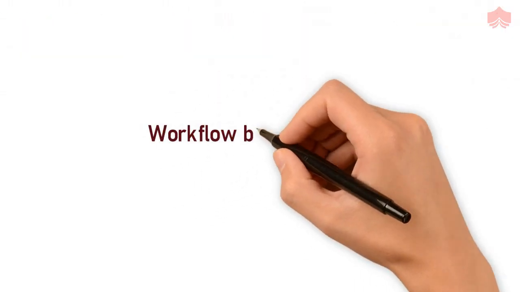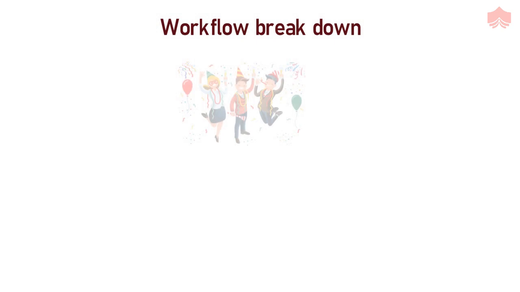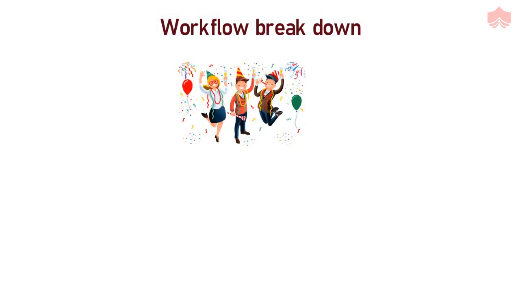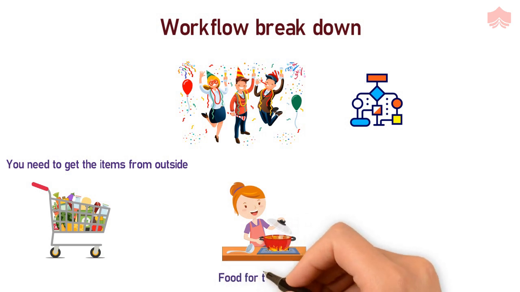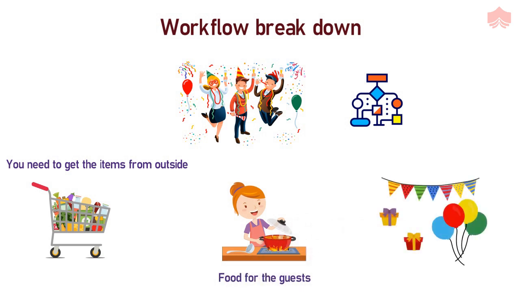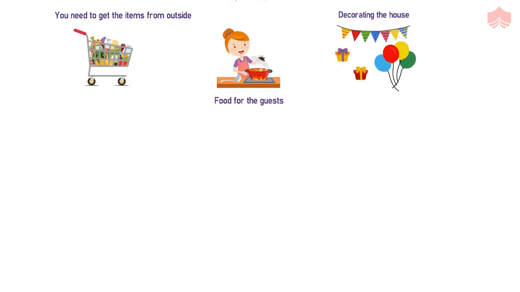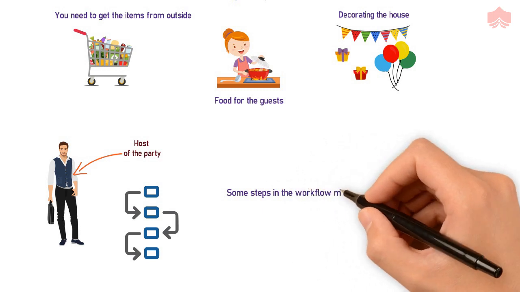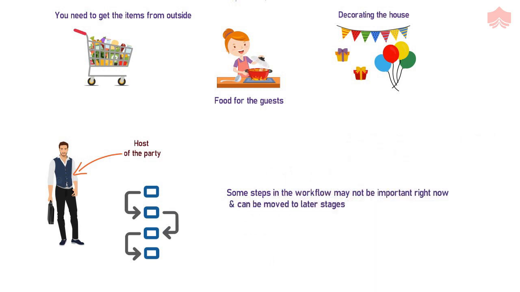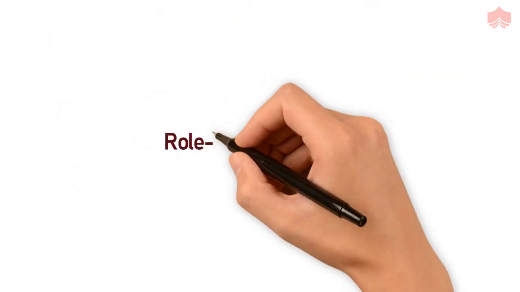Workflow breakdown. Here in our example, we talked about a project where we have a New Year party. Let's see how we can break it down in terms of workflow. Shopping can be a workflow where you need to get the items from outside. Another workflow can be cooking the food for the guests, the same way we can have decorating the house as another workflow. This also helps the product owner to easily prioritize the work. In our case, the product owner can be the host of the party. Some steps in the workflow may not be important right now and can be moved to later stages. Perhaps baking the cake takes on the priority, as it takes time to cool down, but the same can be done later as well.